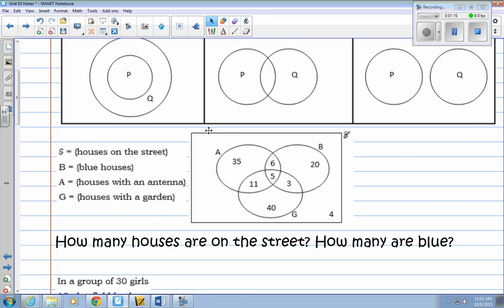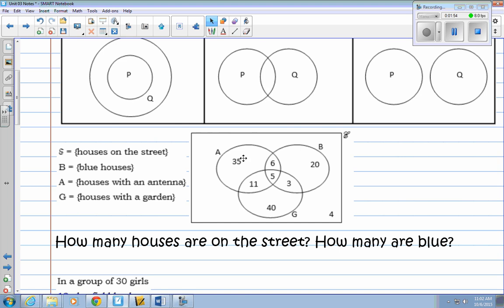So if you take a look, this is a representation of all of the houses on one street. Everything in the B circle is the set of all the blue houses. In the A circle are houses with an antenna, and in the G circle are houses with a garden. So you can see in the very center here, we have the set of houses that are blue, with an antenna, and have a garden. This section right here are the houses that have an antenna and are blue. This section here are the houses that are blue and have a garden. And this section here are the houses that have an antenna and a garden.